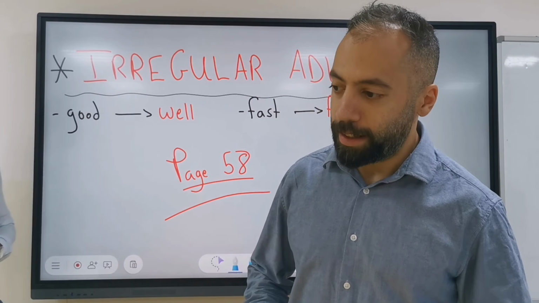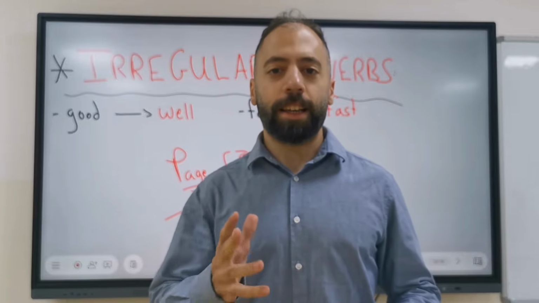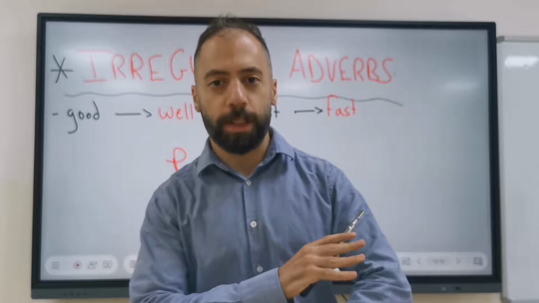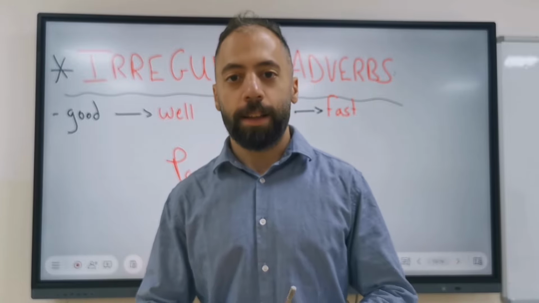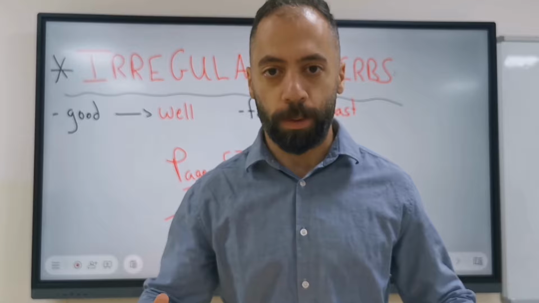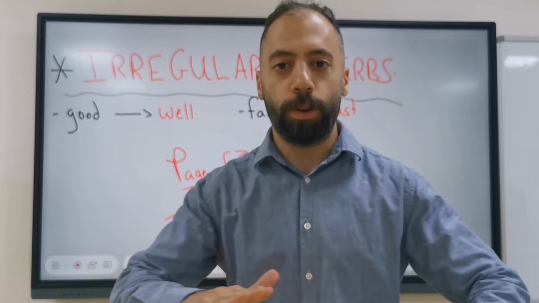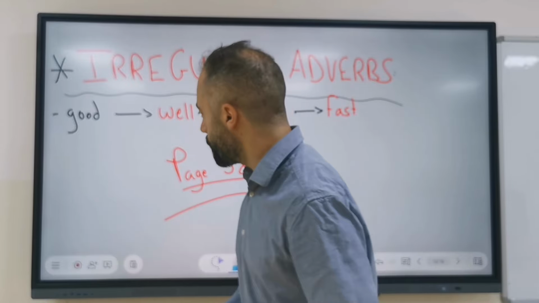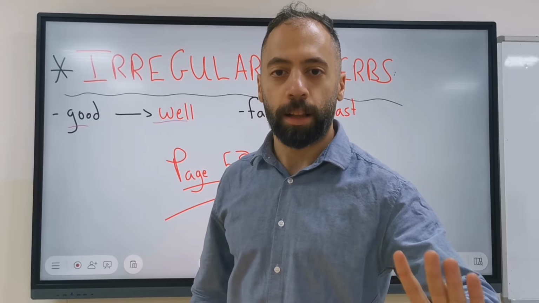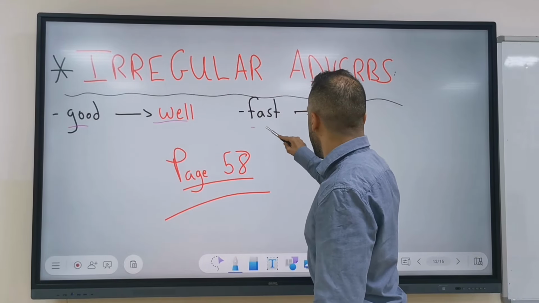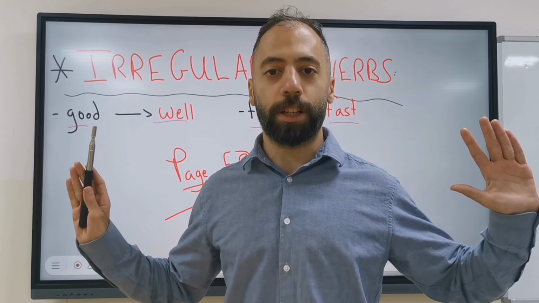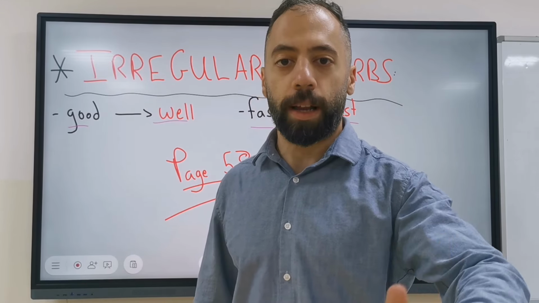Irregular adverbs. Now, I think in grammar unit 3, we talked about irregular verbs. Verbs that don't follow any rules, right? Similarly with adverbs, we also have adverbs that do not follow the ly rules, right? They become completely new words on their own. For example, good. I cannot say goodly, right? Good becomes well, so a completely new word. Fast. I cannot say fastly. Fast actually stays the same as an adjective or as an adverb.